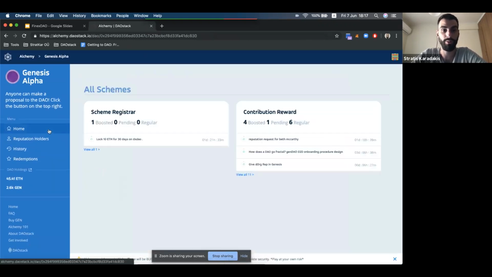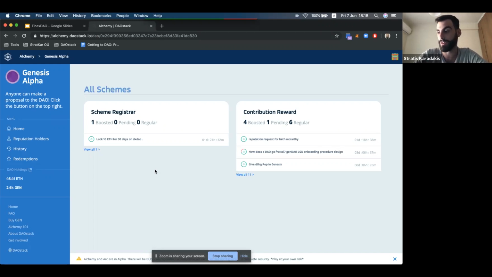Now, if you go back to home, first and foremost you can see the list of all schemes. A scheme is essentially a type of proposal with a specific functionality within the interface. We call these schemes. There are several types of schemes, depending on what they do. The scheme registrar is the administrator of all these schemes. It's the scheme that registers the schemes, as the phrase implies.